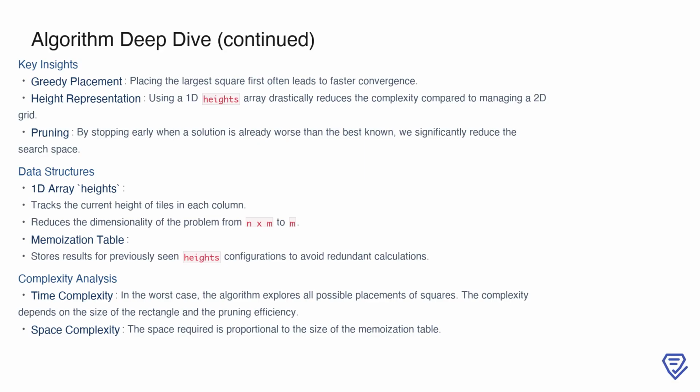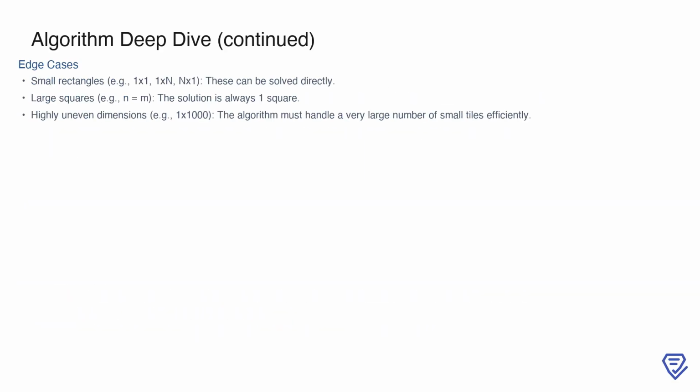The space complexity mainly arises from the memoization table, which grows with the number of unique heights configurations encountered during the process. Finally, let's consider some edge cases that the algorithm must handle efficiently. Small rectangles, such as 1 by 1 or 1 by n, are straightforward to solve since they require either one square or a series of stacked tiles.